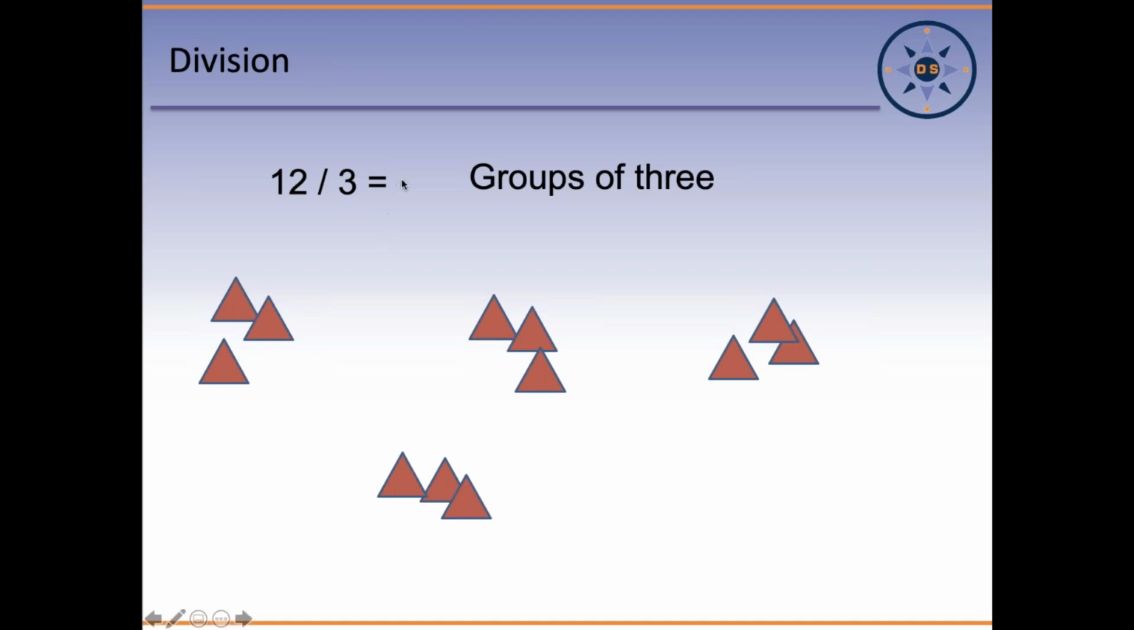12 divided by 3 is 4, and it's either 3 items in 4 groups, or 4 items in 3 groups. It doesn't make any difference which way you show it. It's the same, so they can do it any way they want.